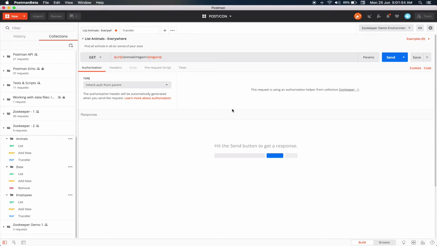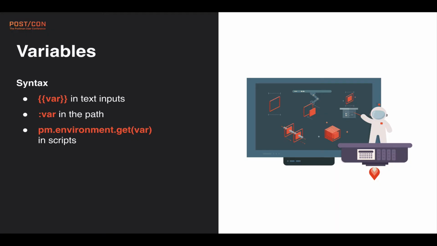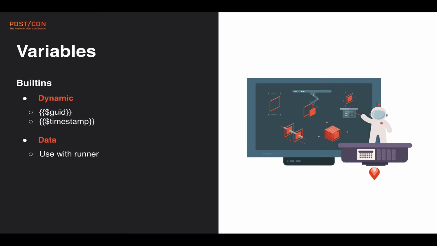So let's go back to the presentation. I mentioned earlier that we have data variables and we also have dynamic variables. We noticed that there are a lot of variables that people reuse very frequently, and we just decided to provide them out of the box.